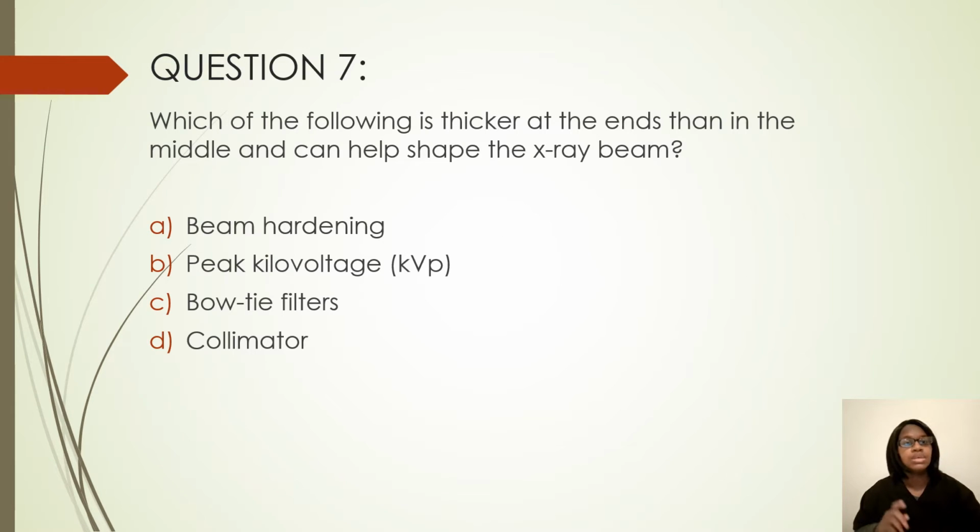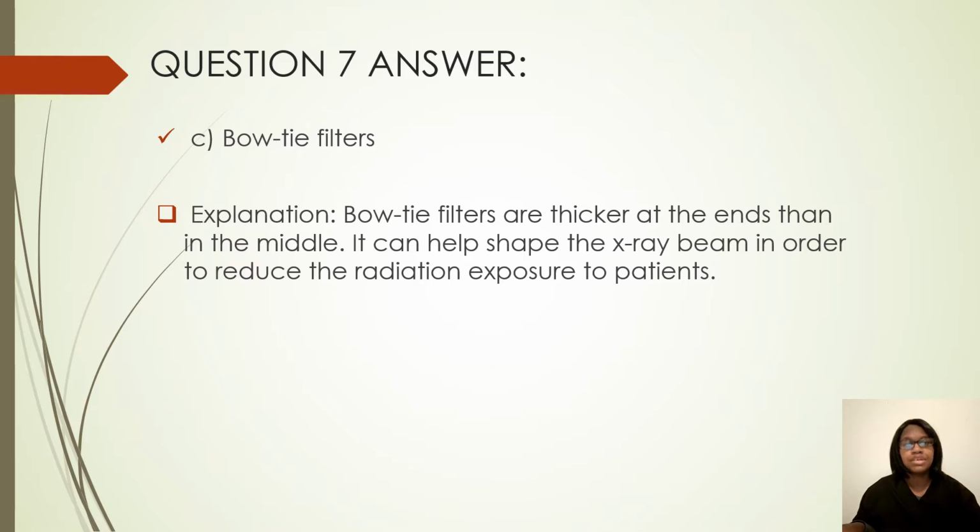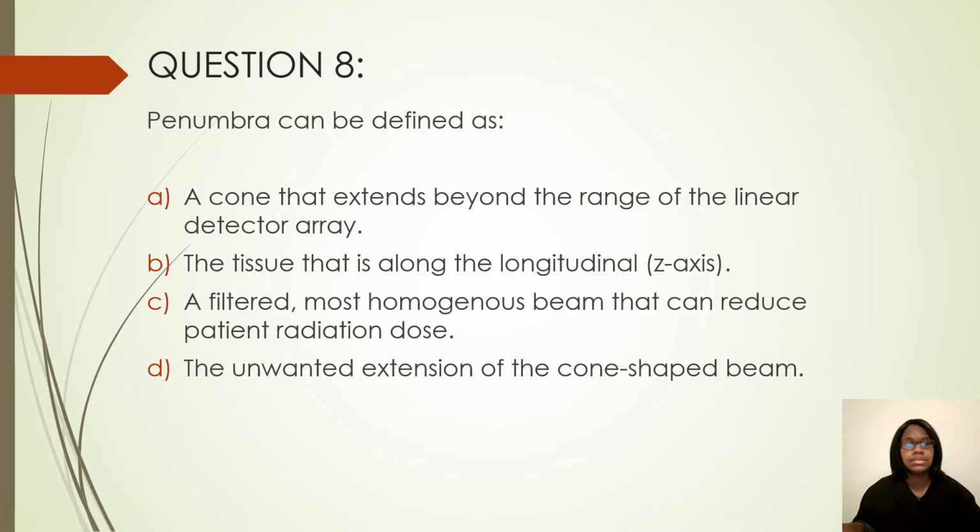Question 7. Which of the following is thicker at the ends than in the middle and can shape the X-ray beam? You have your beam hardening, your kVp, bow tie filters, collimator. Bow tie filters. These are thicker at the ends than in the middle, and they can help shape the X-ray beam in order to reduce the radiation exposure to patients. So just keep that in mind.